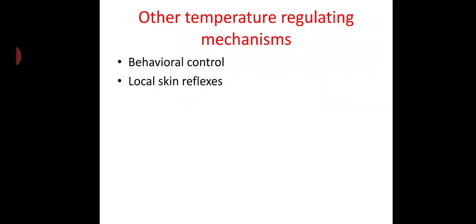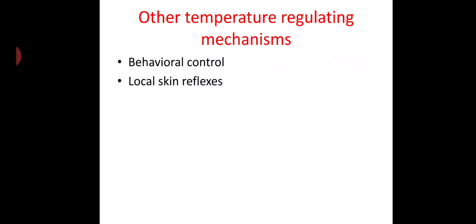Suppose you are standing in hot weather in the summer months. Now you feel hot. So what will you do first? You will try to find a shade. You will conceal your body in a shade. Then if you are at home, you will start a fan, an air conditioner, an air cooler. Then in winter months, you will use blankets and woolens. So this is called behavioral control. This behavioral control will effectively help us to regulate our body temperature.